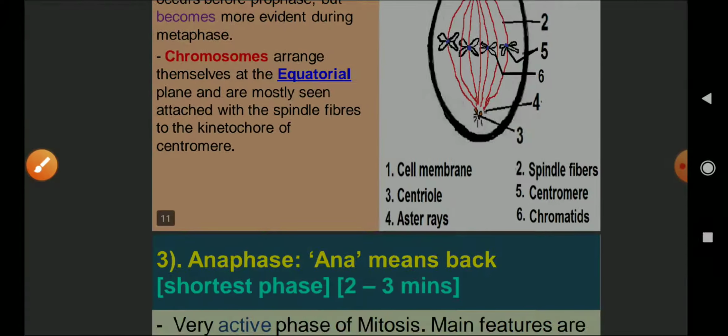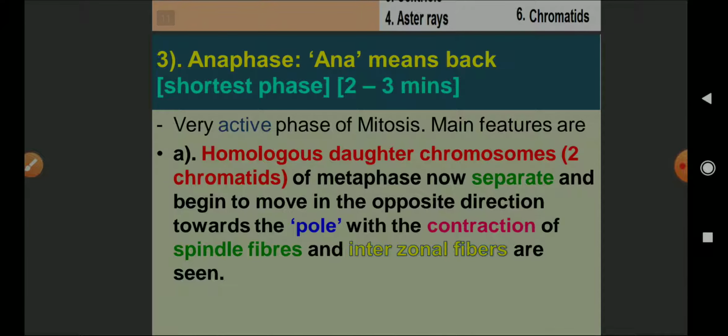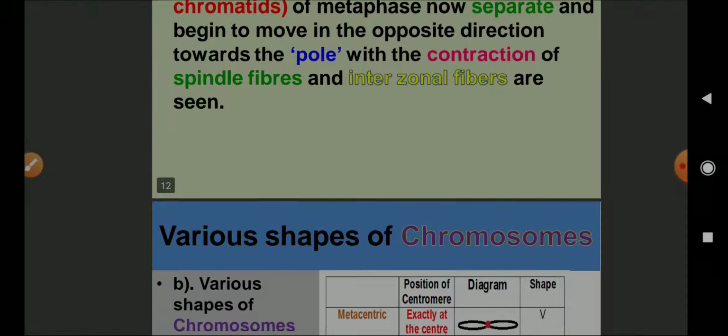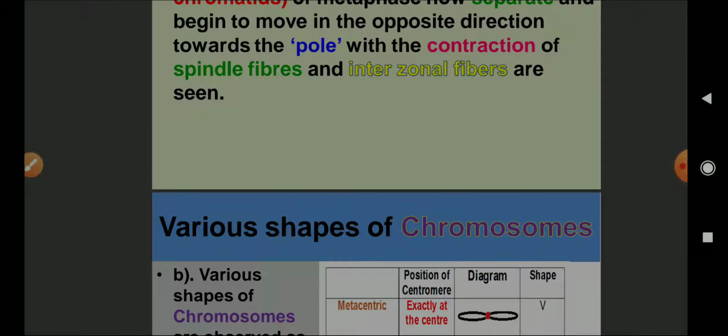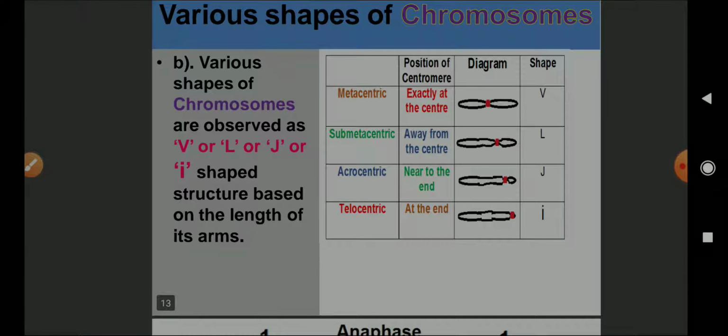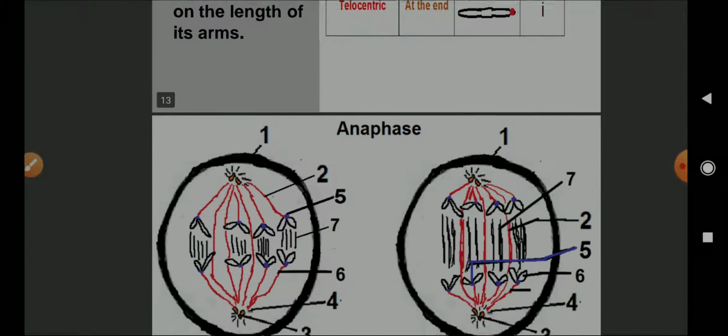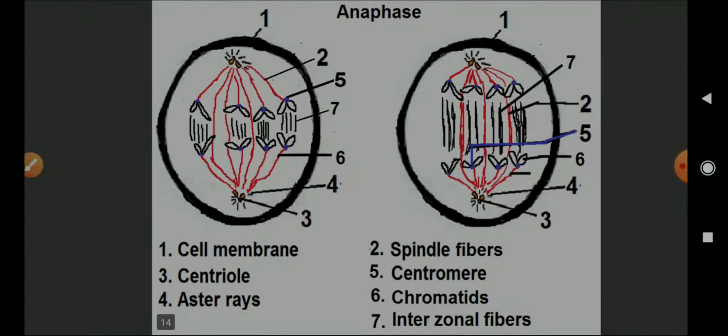In anaphase, the two chromatids of metaphase now separate and are moved in opposite directions towards the poles with the contraction of the spindle fibers. So the spindle fibers are pulling in opposite directions. As a result, the chromatid splits and interzonal fibers are seen. During that time, various shapes of chromosomes are observed. That I will show later. First of all, let us see how this takes place.